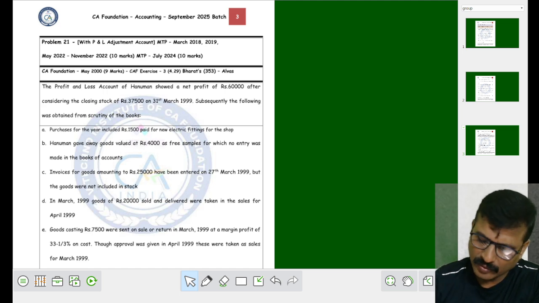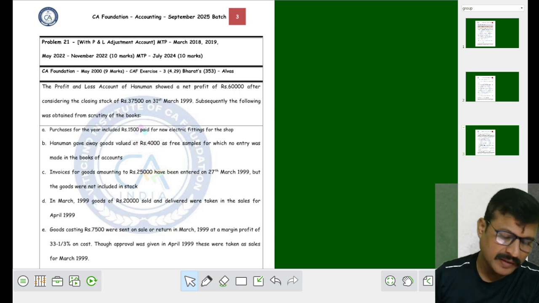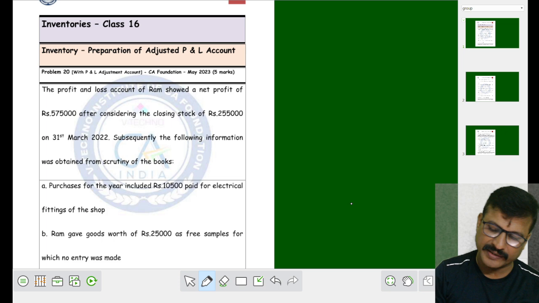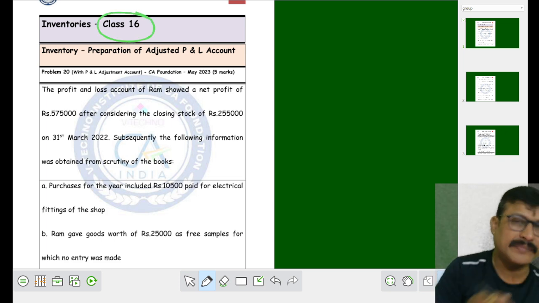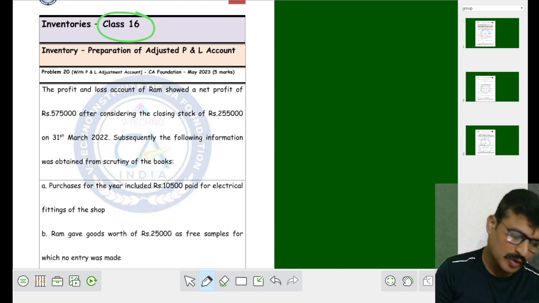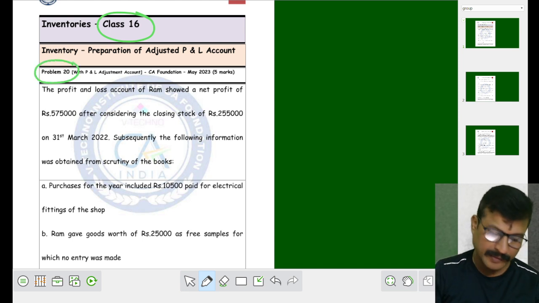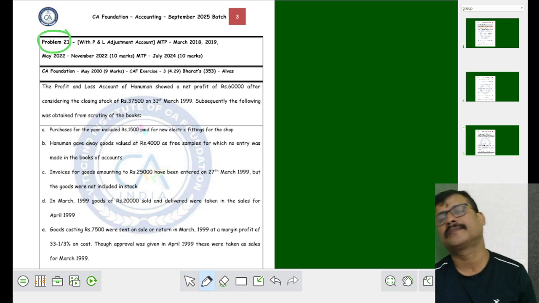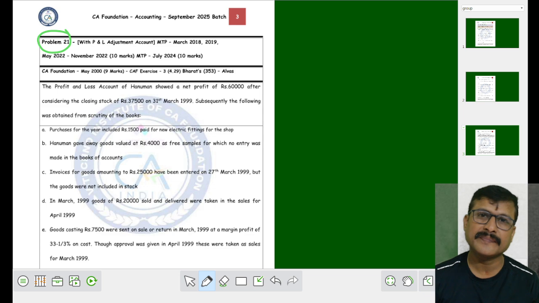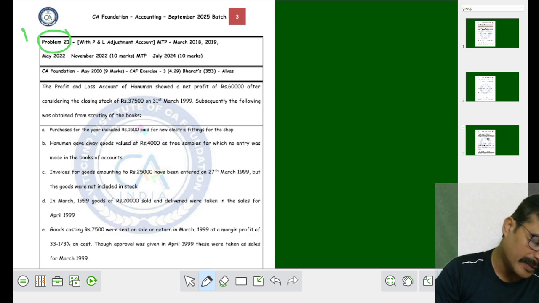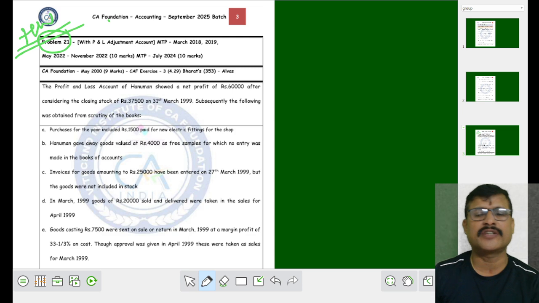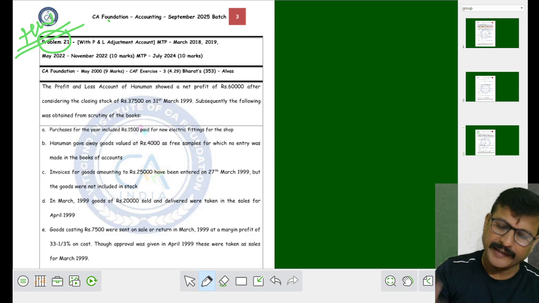Okay. Now, let us move on to class 16, my dear students. It is class number 16. Here, two problems are there, problem number 20 and problem number 21. Both are similar. I solve the 20th problem, I give the 21st problem for your homework. Please remember, my dear children, this is totally a different problem.